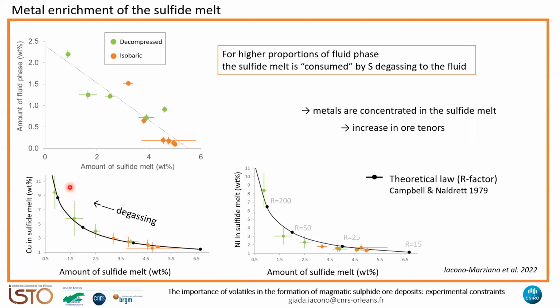And this prediction only considers the partitioning between the sulfide melt and the silicate melt. So this suggests that the amount of copper and nickel that goes to the fluid is negligible with respect to the amount of nickel and copper that goes to the sulfide melt.